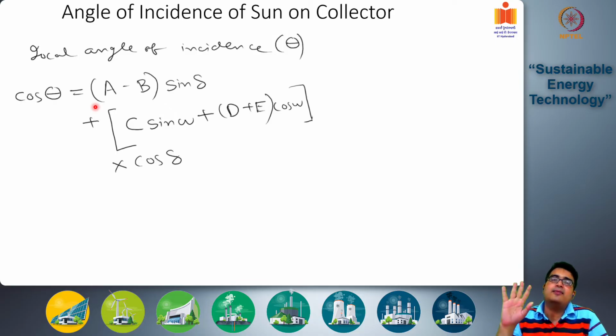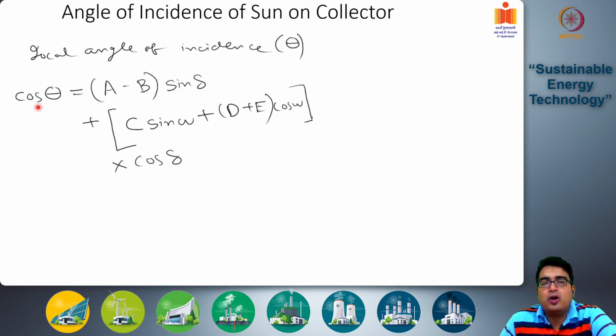Remember, what is theta? Theta is the angle that the sun makes with respect to the normal to your solar collector at any given point of time. And how is this evaluated? This gives you cos theta, which has 3 or 4 constants, and we will show what they are. A minus b sine of delta plus c sine omega plus d plus e cos omega into cos delta. Delta is your declination angle. Omega is your hour angle. Okay, so these are very clear.